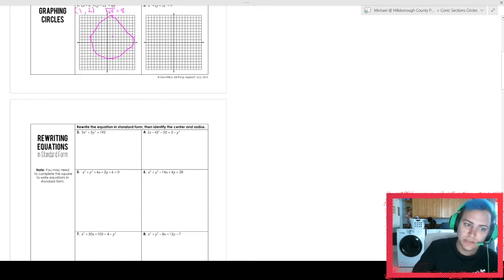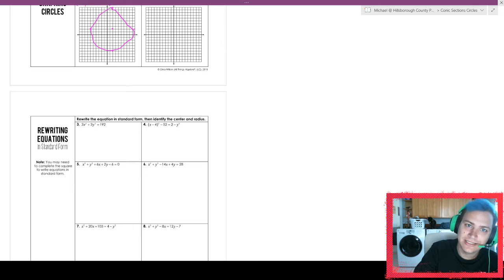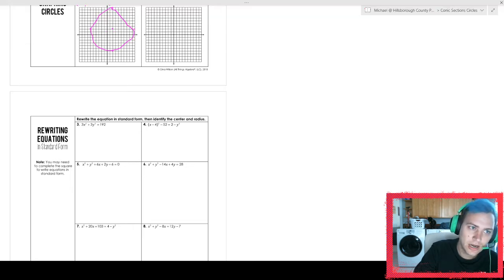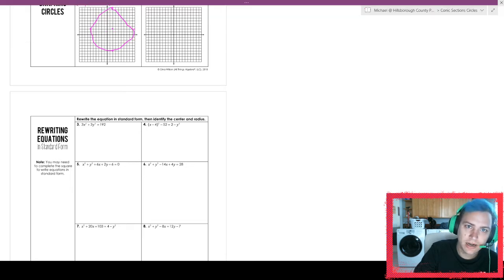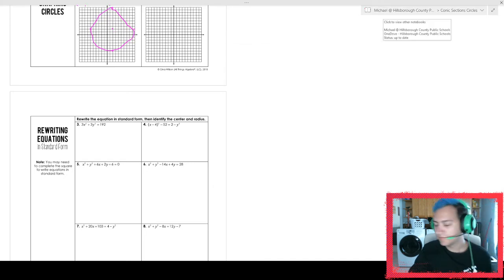All right, next one says rewrite the equation in standard form, then identify the center and the radius. I'm going to do 2 here real quick, just because I want to make sure we get a chance to see both of those.